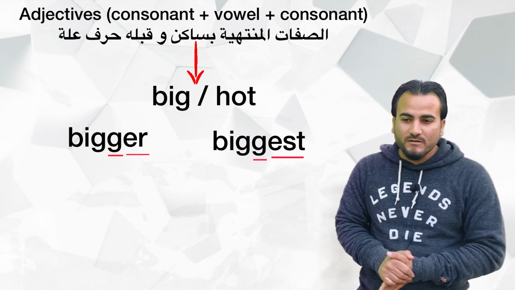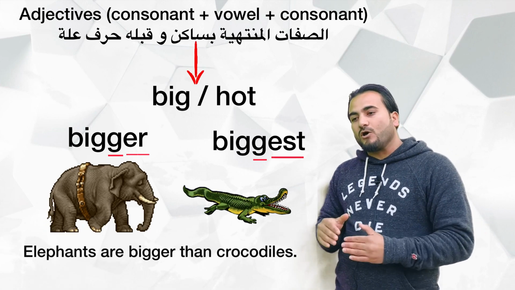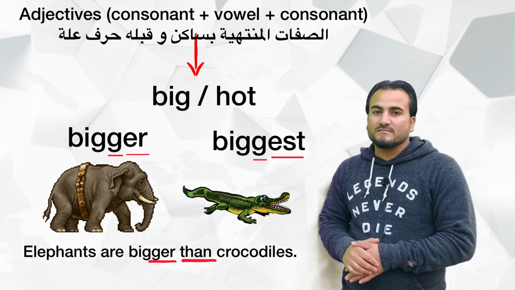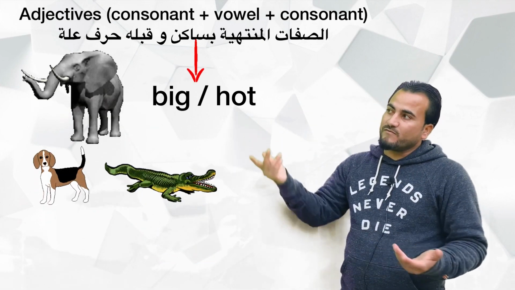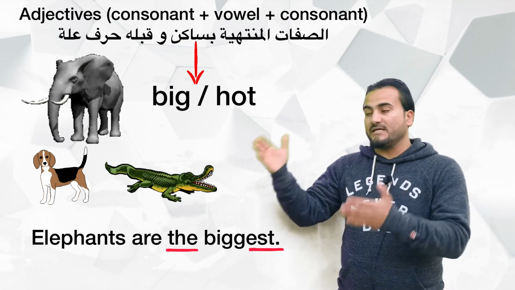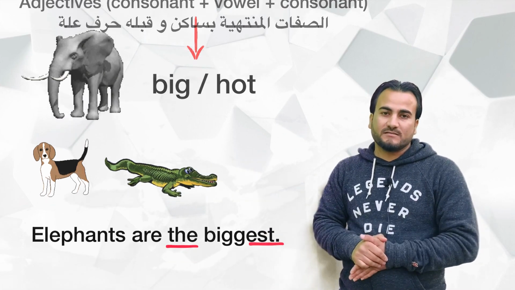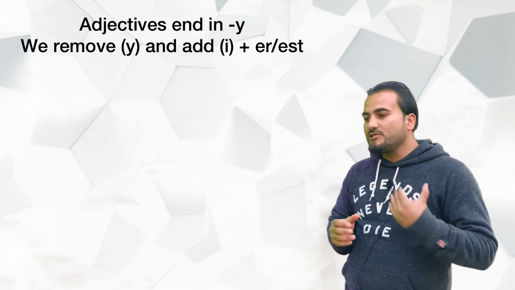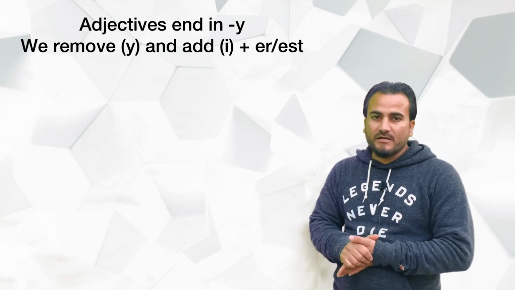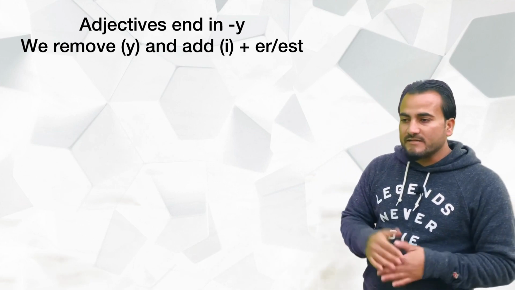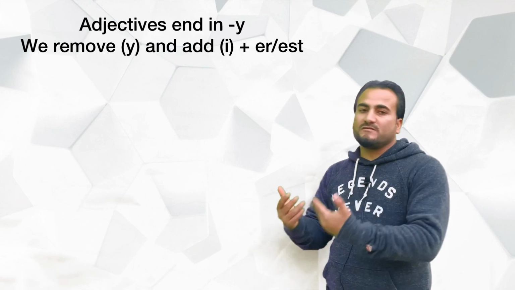For example, elephants are bigger than crocodiles. Okay, very nice. Okay, in this picture, of course, as we see, elephants are the biggest. Okay, very nice. Okay, for adjectives that end in Y letter, we change it to I. Okay, then we add ER in the comparative form and EST in the superlative form.